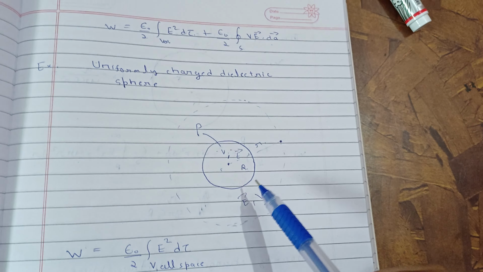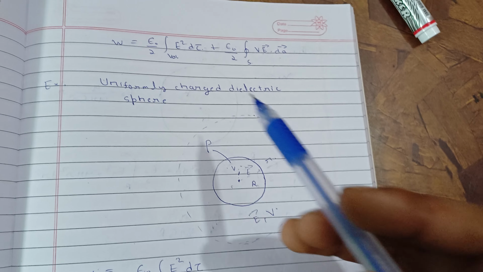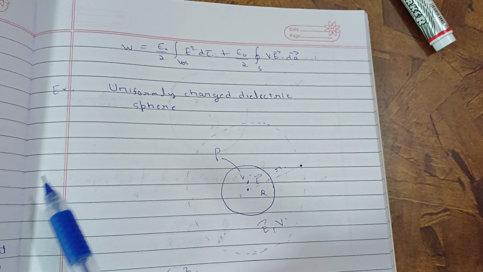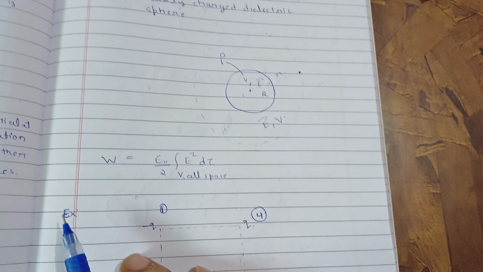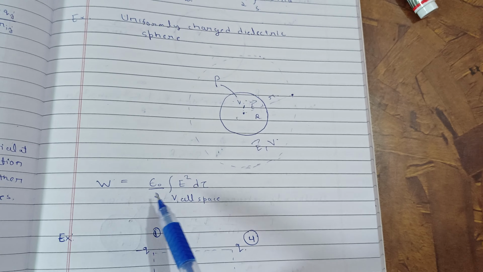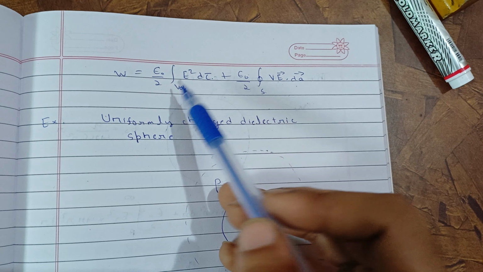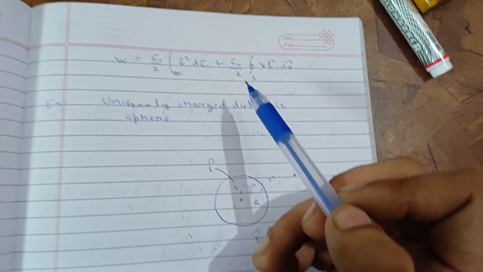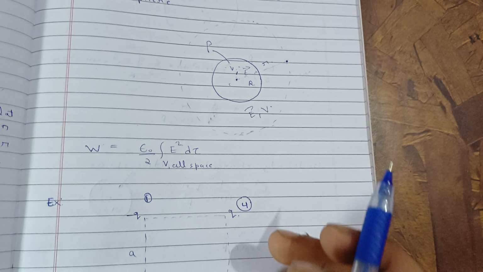We integrate over the complete whole space, and we can find the complete electrostatic energy. Then this formula reduces to this form: W equals epsilon by 2 times the integral of E squared d tau, where the volume is all space. Since the volume integral is over all space, the surface term is removed. So this will be your easy formula. Now let's discuss some examples based on them.